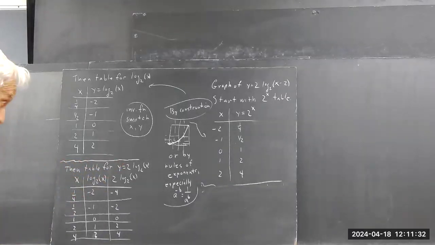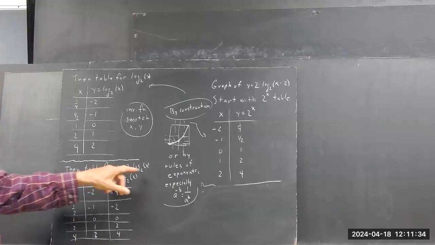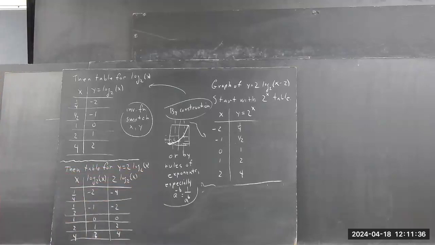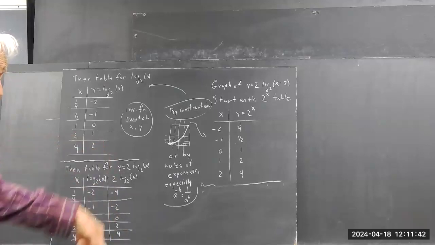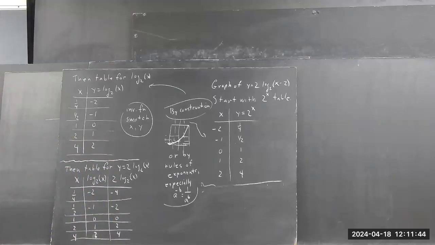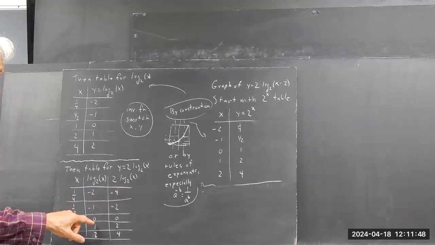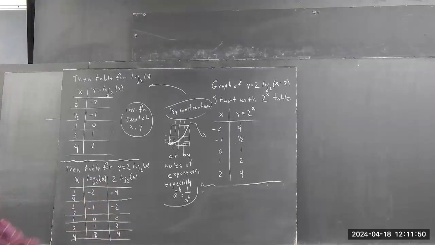Okay, then we make a table for y equals 2 log base 2 of x. Now, here's how I make that table, just to make sure everybody understands. We start with a table for log base 2 of x. Then 2 log base 2 of x ought to be easy. We just multiply the numbers in the log base 2 of x column by 2. And we get these numbers.